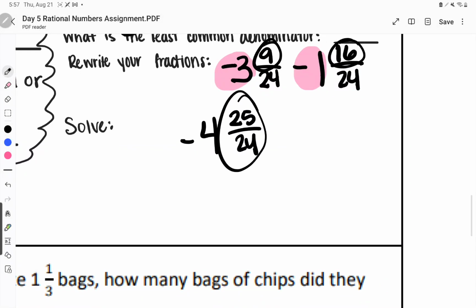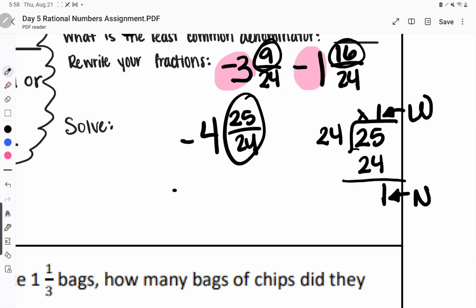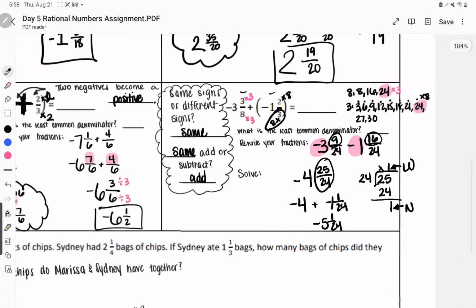We then have to turn that into a mixed number. So how do I turn this into a mixed number? We divide. We do 25 divided by 24. 24 goes into 25 one time. 1 times 24 is 24. Subtract, and that gives me 1. That is a whole number, which makes this right here the numerator. So I have negative 4. And then I also am pairing that with negative 1 and 1/24. So it's going to give me negative 5 and 1/24.